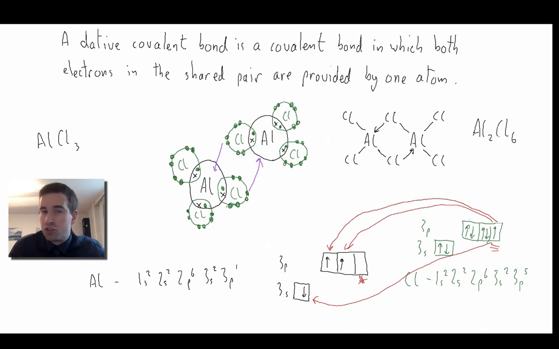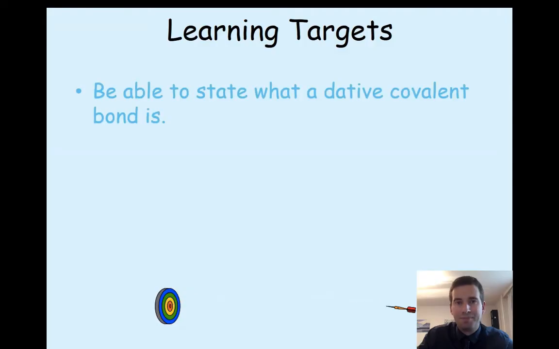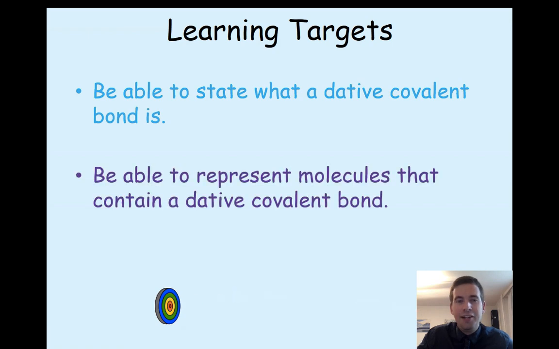Once it is formed, it's just like any other covalent bond. And when you're representing it, if you have the dot and cross, like in the ammonium example we looked at, remember both electrons from the same element, so both crosses or both dots. Or if you're drawing lines, it needs to be an arrow pointing from the atom with lone pair of electrons to the atom with the empty orbital. So hopefully you can give a definition for what a dative covalent bond is, and you can represent these molecules either using dot and cross diagrams or with lines and arrows.